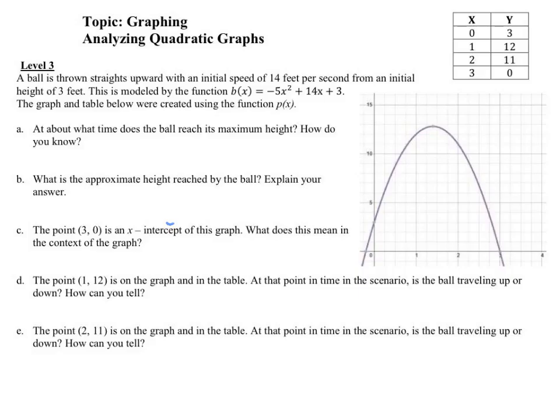In this lecture, we are going to look at analyzing quadratic graphs. A ball is thrown straight upward with an initial speed of 14 feet per second from an initial height of 3 feet. This is modeled by the function b of x equals negative 5x squared plus 14x plus 3. The graph and table below were created using the function b of x.